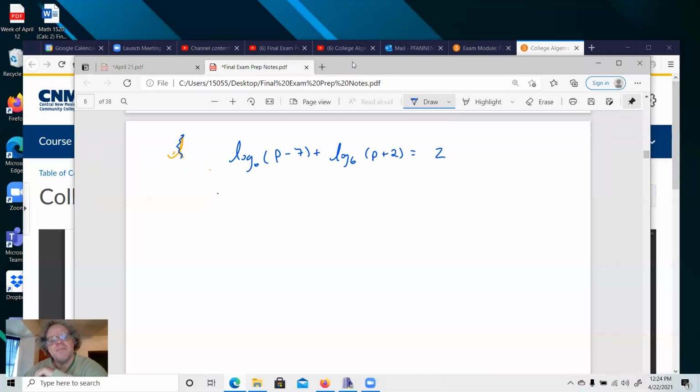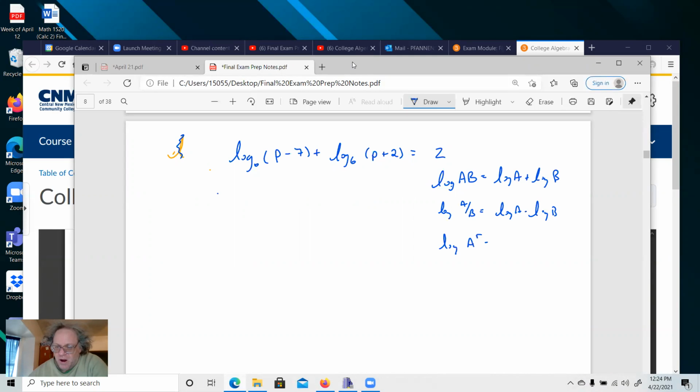With logarithms, there's a couple of rules you have to know for the rest of your life, no matter who is watching this. Log of a times b, in any base, is log of a plus log of b. Log of a over b is equal to log of a minus log of b. And log of a to the r is equal to r times log a. There are a couple more rules you might need depending on your school and program, but these are your basic three that you have to know forever.